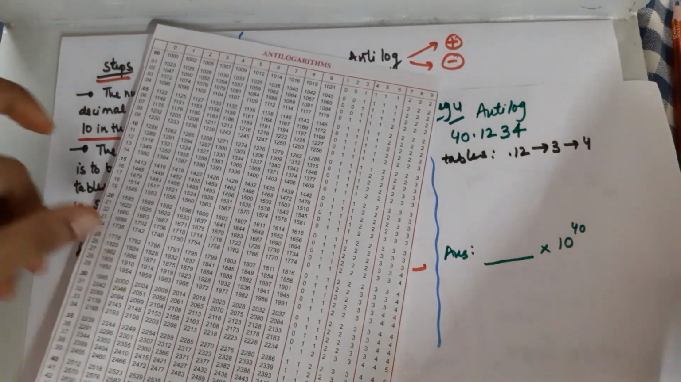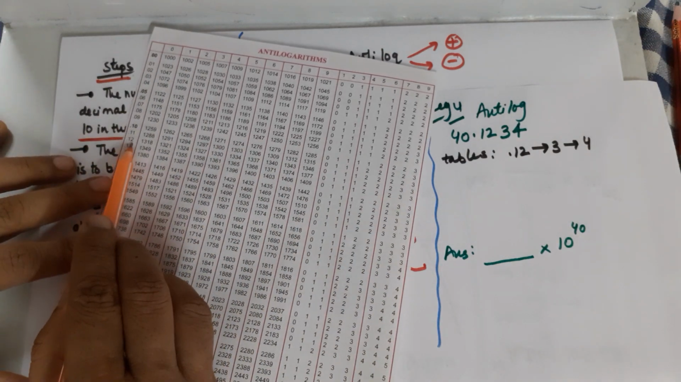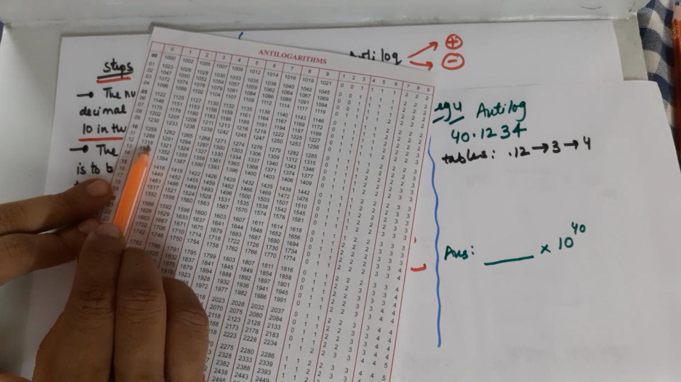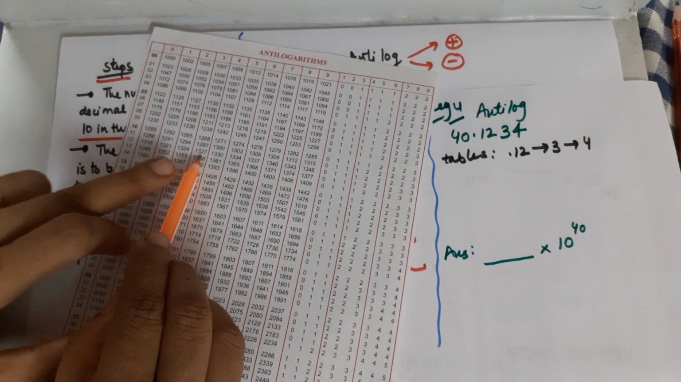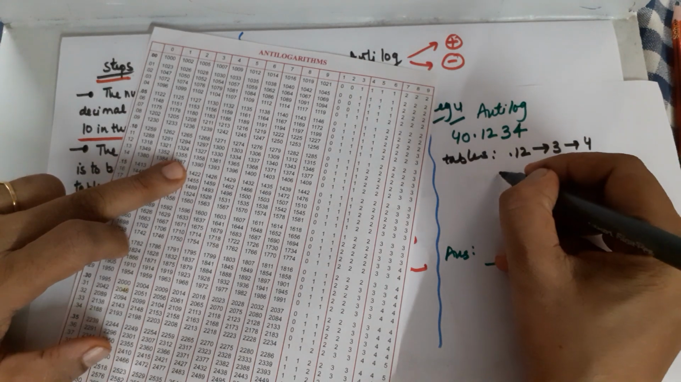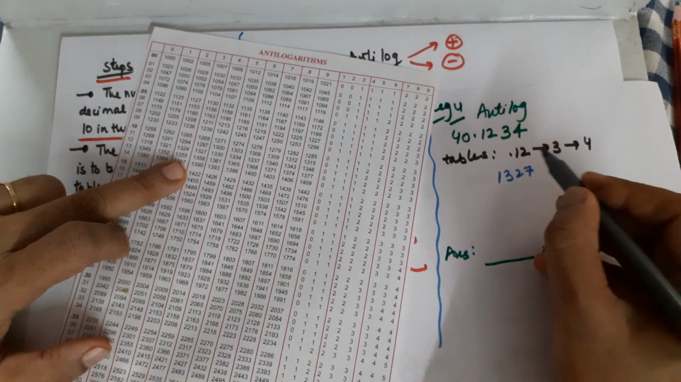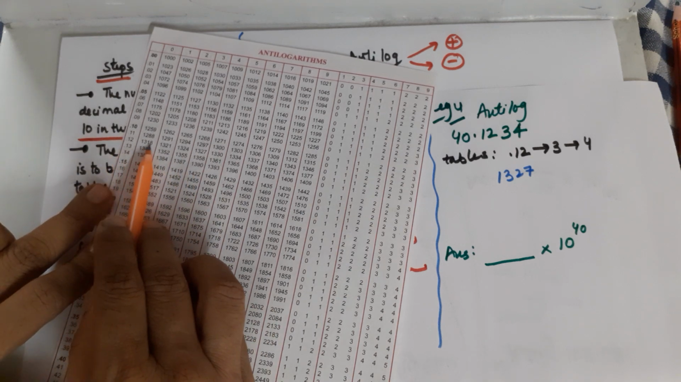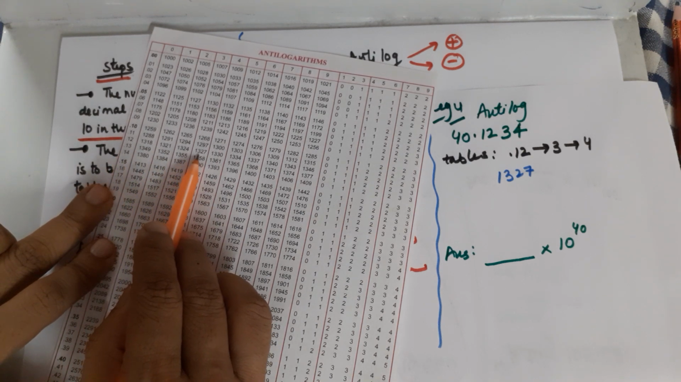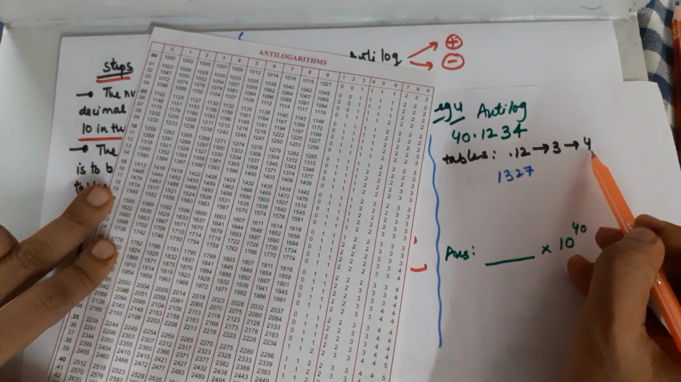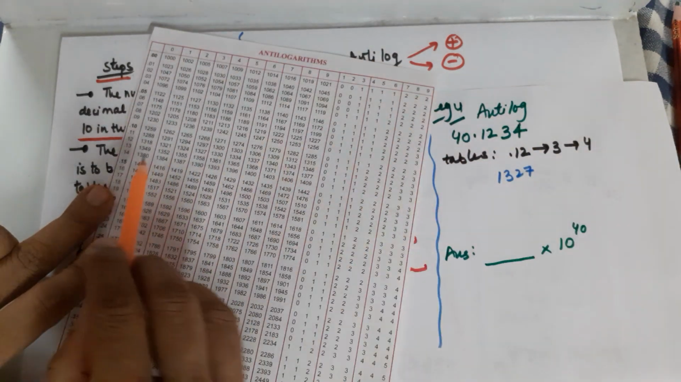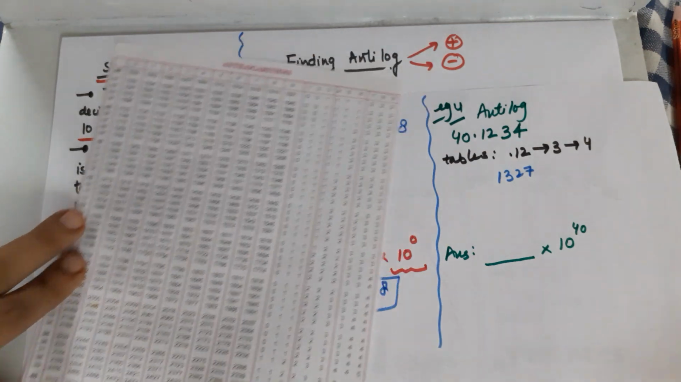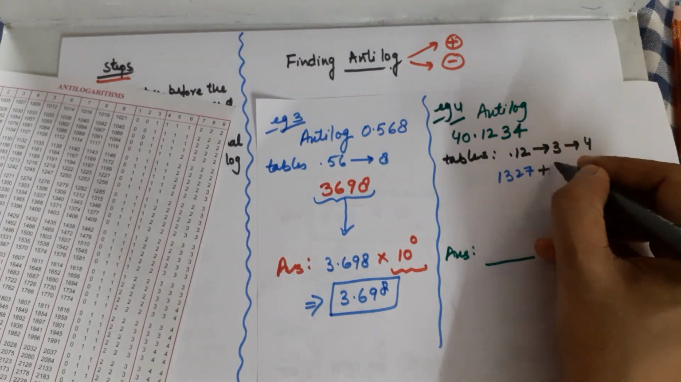Let's do it here. You have 0.12. This 0.12 is to be located in the 3rd column. This is 0, 1, 2, 3. That makes it 1327. So 1327 is 0.12 in the 3rd column. Please, you can do it simultaneously. 0.12 in the 3rd column is 1327, and then you have to go to the mean difference for the 4th digit. So the mean difference here in the 4th column is 1. So you just need to add 1 to it.